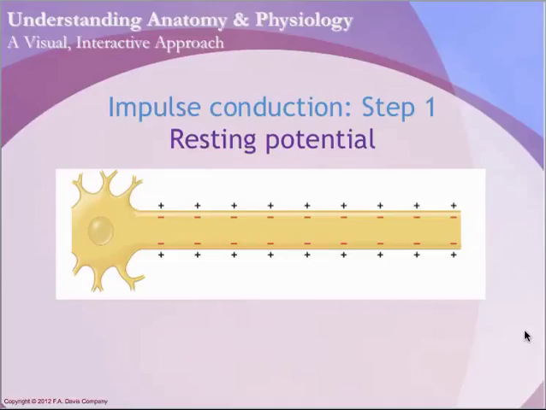So let's walk through the steps of impulse conduction. The first step is resting potential. When a neuron is not conducting an electrical signal, the interior has a negative electrical charge and the exterior has a positive charge. The outside of the cell is rich with sodium ions, whereas the inside contains an abundance of potassium ions.